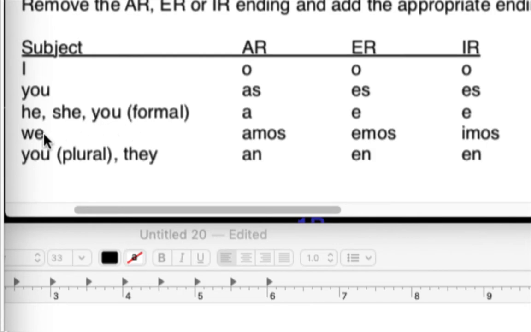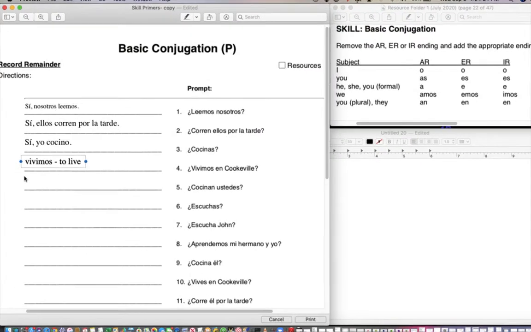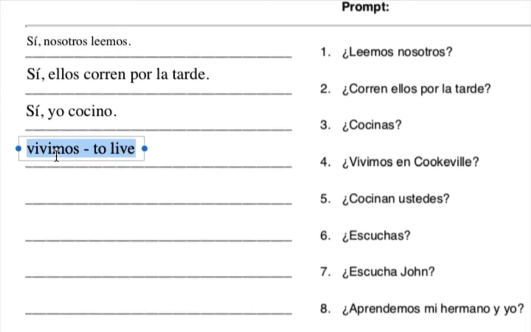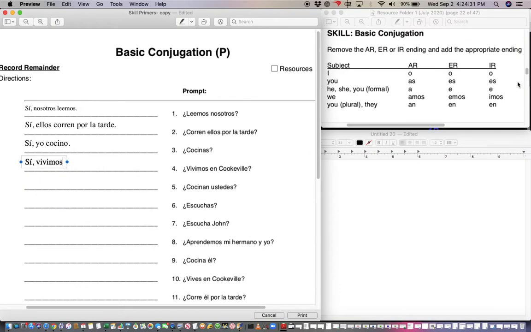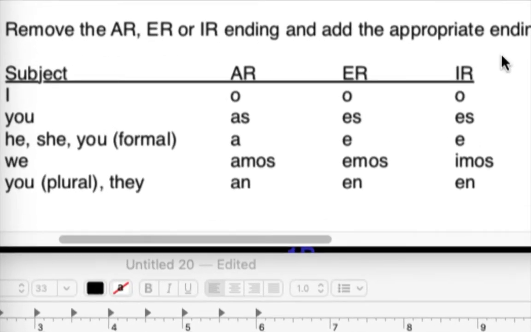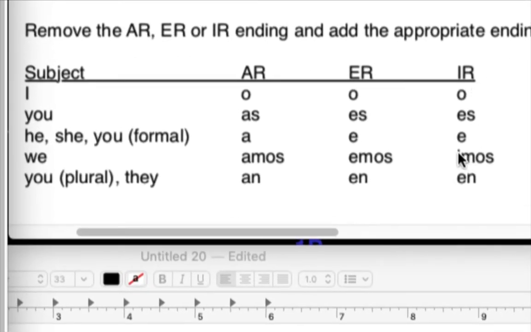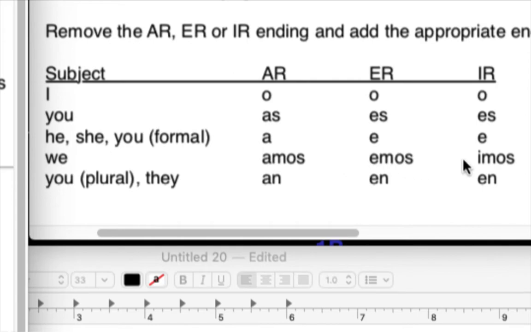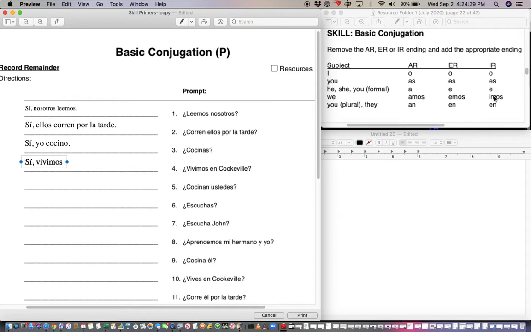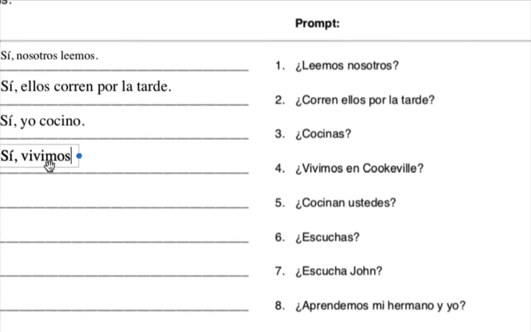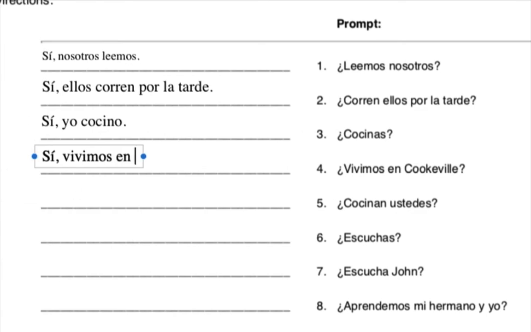This one is do we live in Cookeville? So do we live in Cookeville? Yes, we live in Cookeville. Sí, vivir, take off the IR. Once again, we're going to add imos because it's we. Do we live in Cookeville? Yes, we live in Cookeville. There's your IR. There's your we. Your ending is imos. So sí, vivimos in Cookeville.